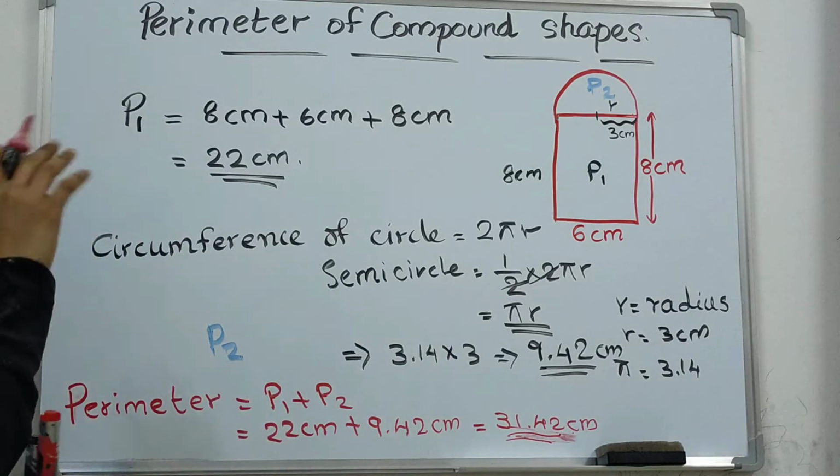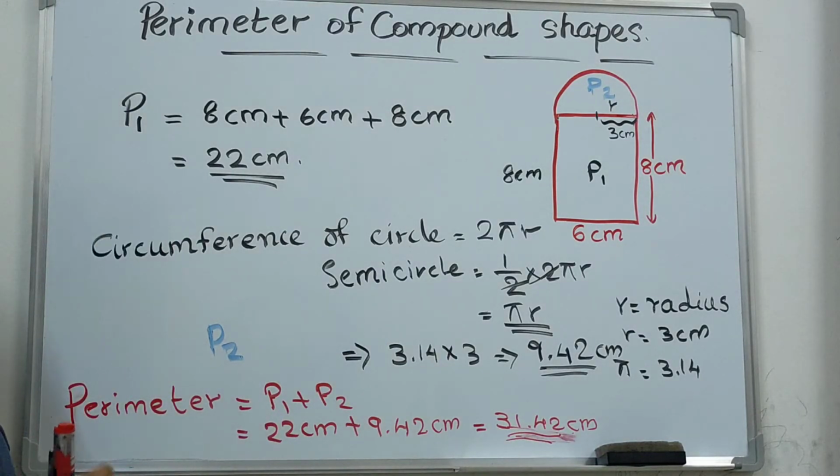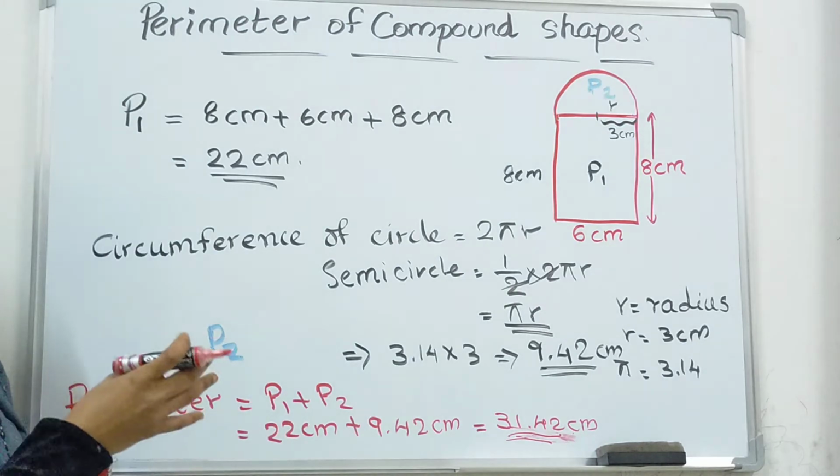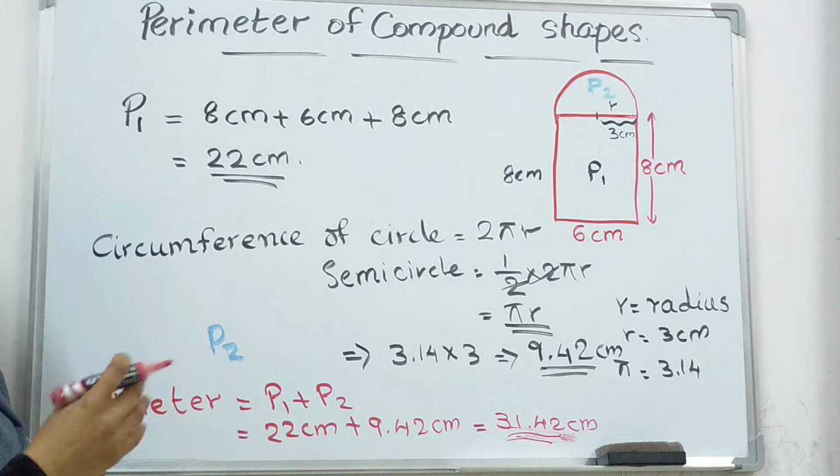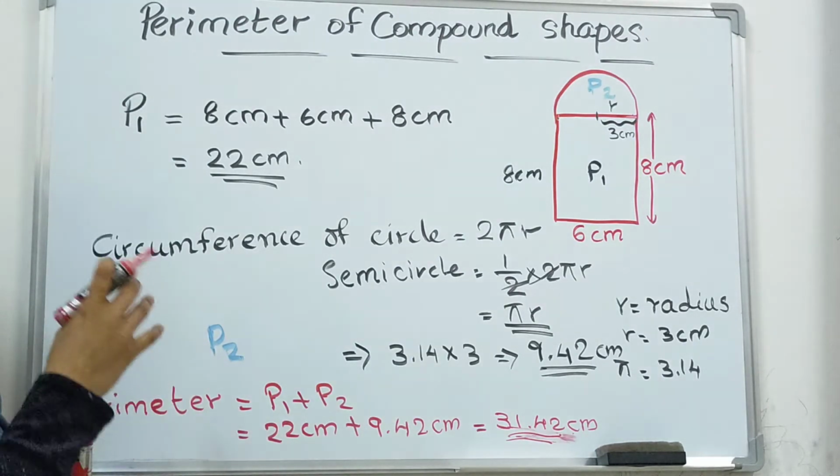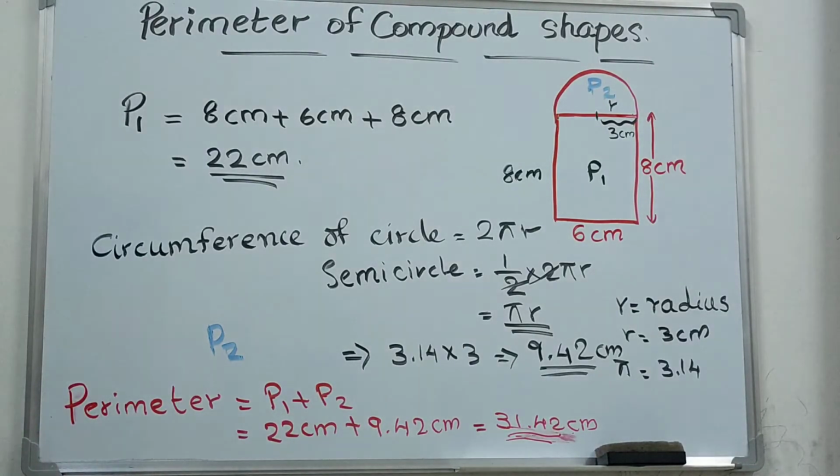First you have to split the compound shape which is given, then find the perimeter of the shapes separately. At last you have to add them together to get the perimeter of the whole shape or the compound shape.